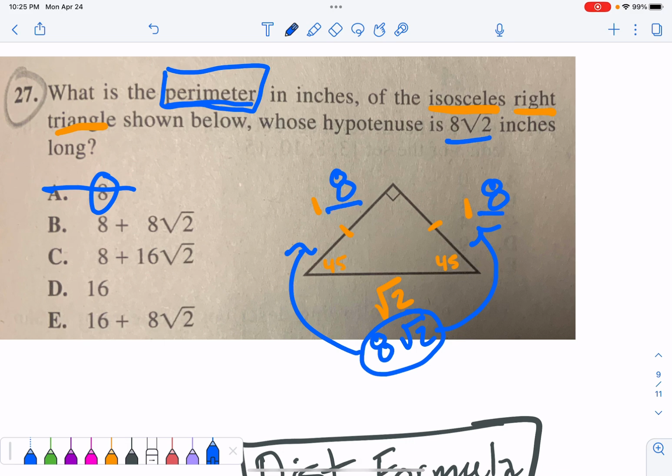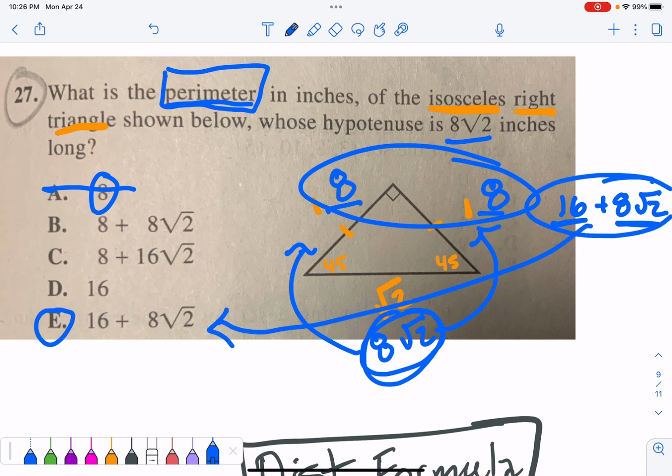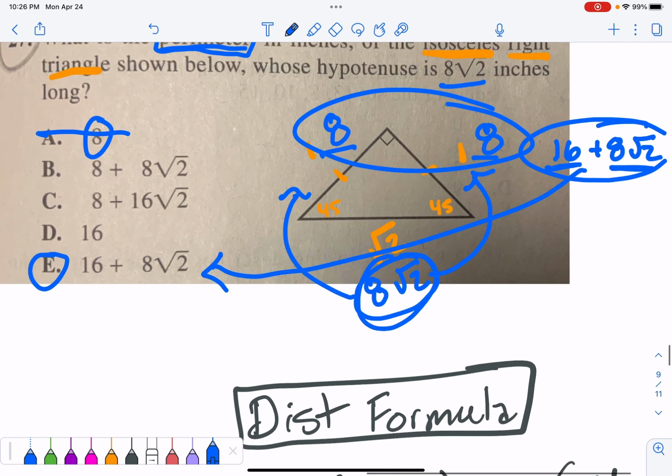So 8 and 8, if I add those together, that is 16. So this guy is 16, and then I have to add to that 8 square roots of 2. But this and this are not common terms, or whatever. What do I want to say? Like terms. There we go. Missed the word. So this is just going to be my answer, and E is what I get. Okay, so there you go. Be careful of those tricky things.